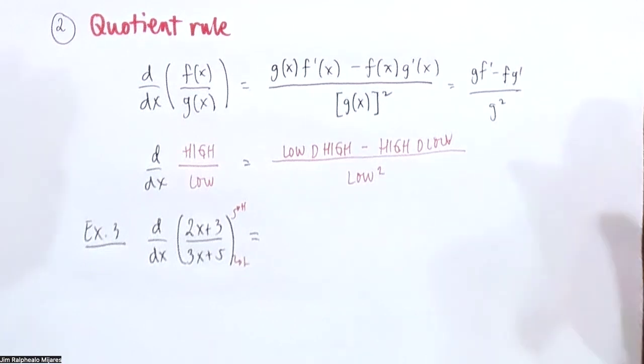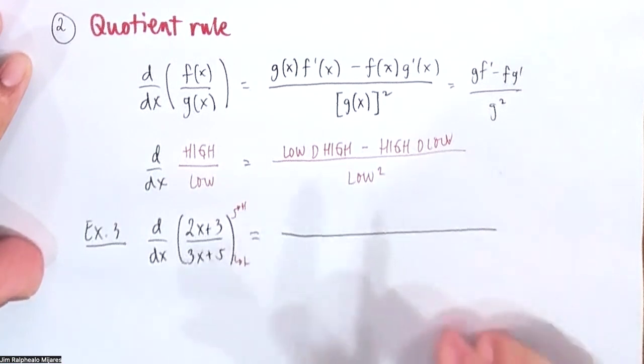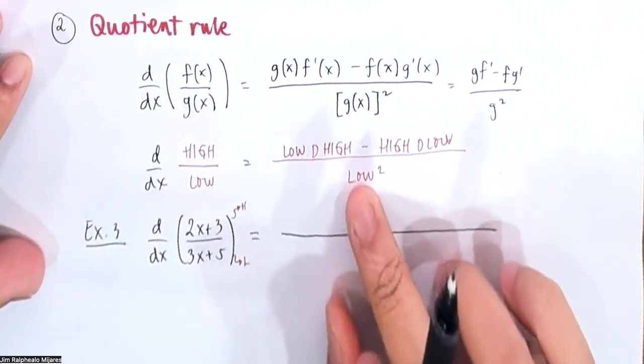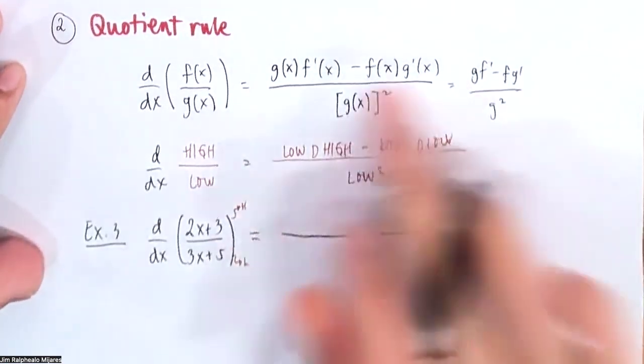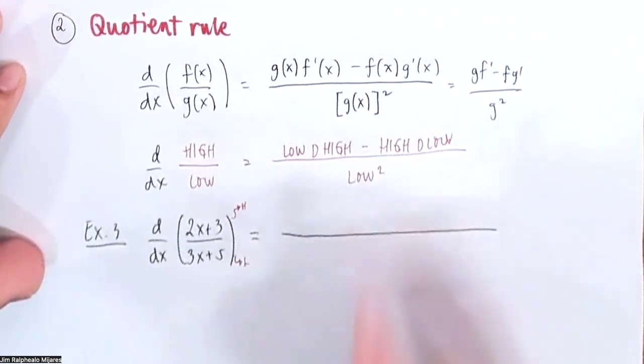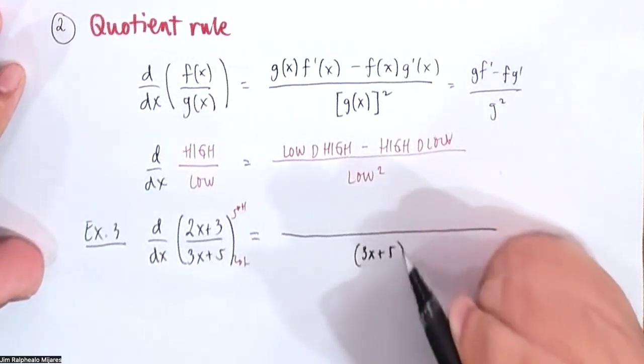Okay. So back to this example. So we just use this. Don't forget the low squared. Always write the low squared first because people forget the low squared. People remember the low d high minus high d low, but people forget the low squared. So what you do, you write the low squared first.